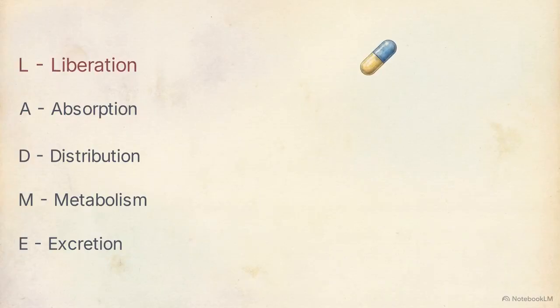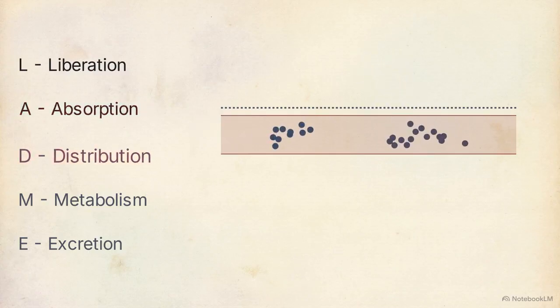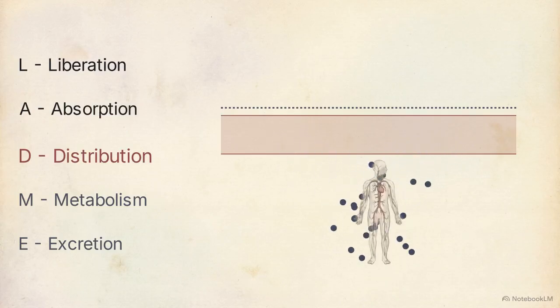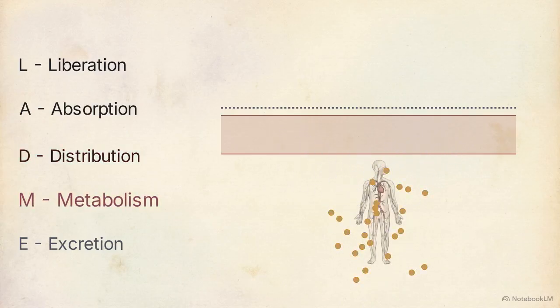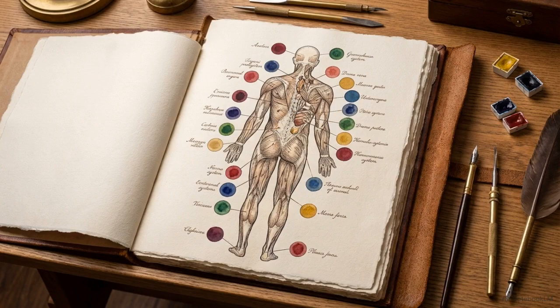Liberation separates the active ingredient from its formulation. Absorption crosses membranes into systemic circulation, though intravenous injection bypasses this. Distribution disseminates the substance throughout the body before excretion permanently removes it. Tracking the LADME timeline allows clinicians to predict the geographical location of a drug at any given moment.